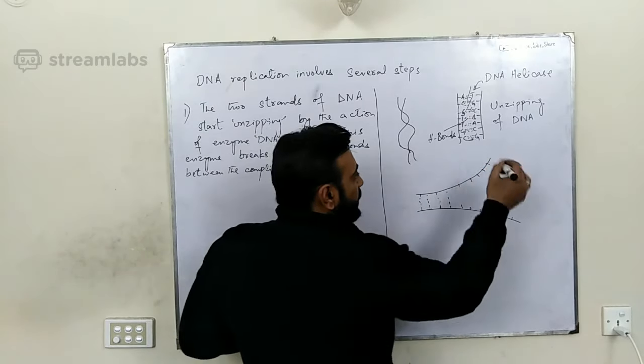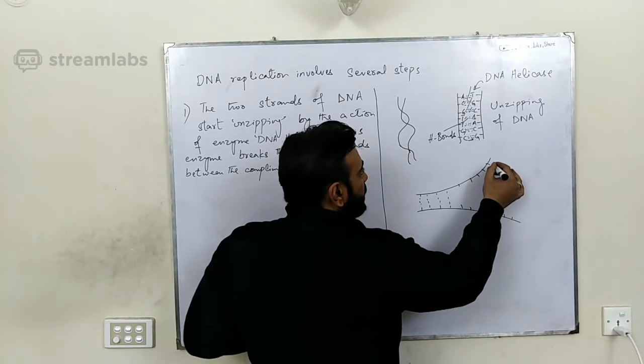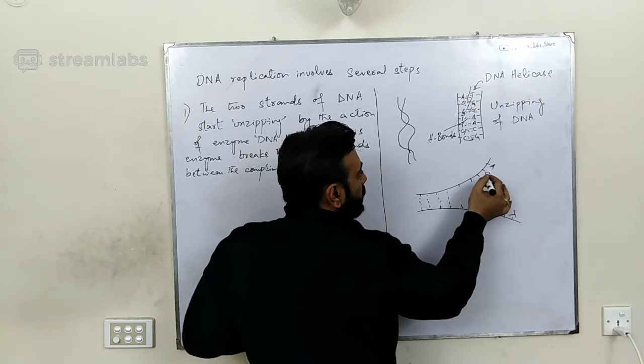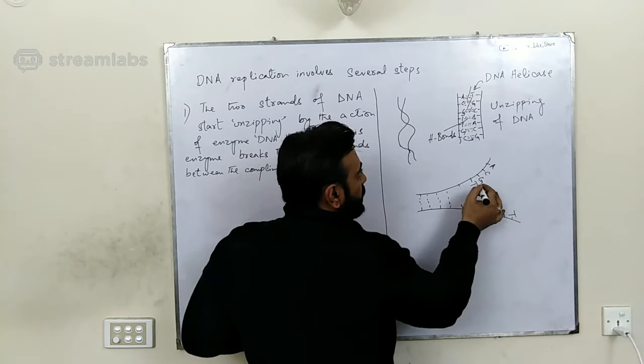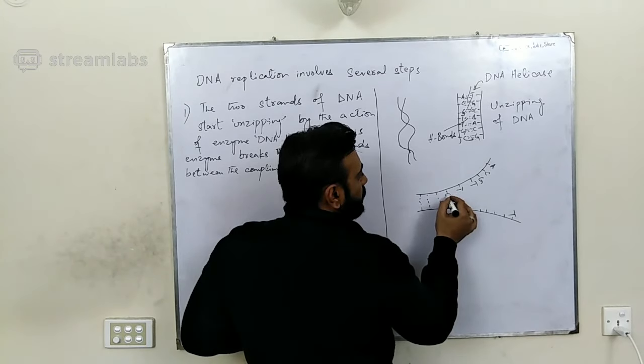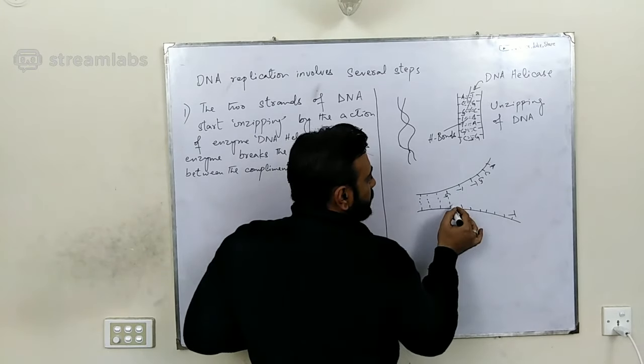Now, these are separate. Suppose I am taking the same sequence again. This is A, this is T, C, G, T, T, G, A, C.